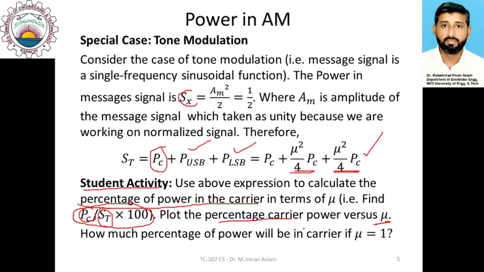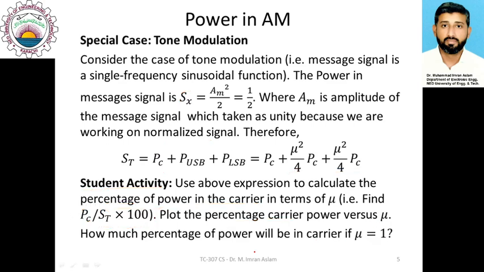And as a numeric value, you may try to find the percentage of power that will be in the carrier if this mu is equal to 1. So as I mentioned, typically the power in the carrier is 50% and more, and you will observe from this student activity, once you plot it, the percentage of power in the message signal. So percentage of power in the carrier, you would see that carrier power will be 50% or more whenever we use the AM modulation.